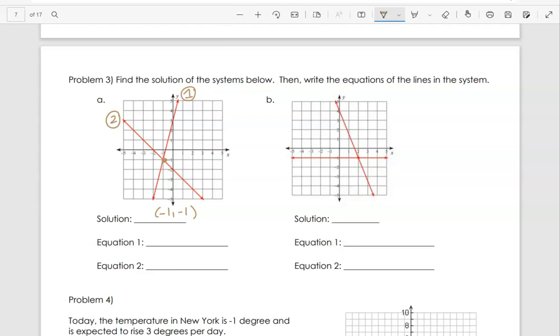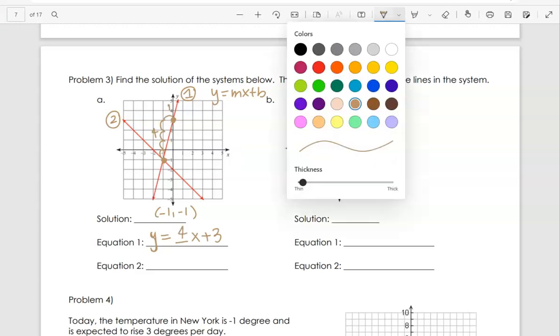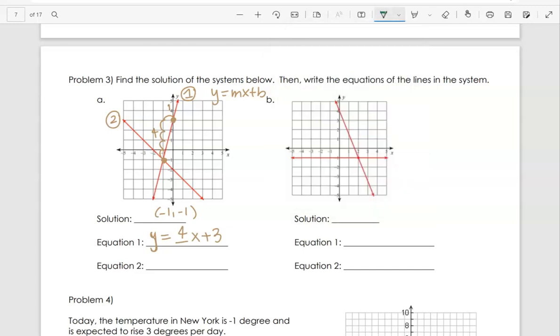So equation 1, I need my slope and my y-intercept. Let's start with my y-intercept, which is right here. That's 3. So I'm going to say y equals, I'm going to leave a space for my slope, plus my y-intercept. And then from this intersection point and the y-intercept, I'm going to use my slope. So I've got 1, 2, 3, 4 is my rise, 1 is my run. There's my slope.